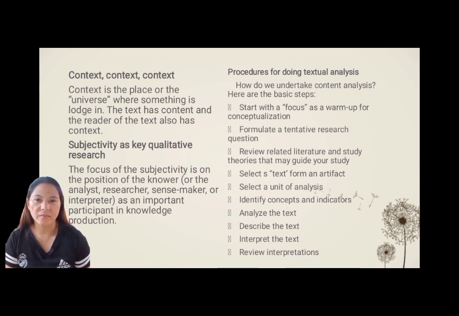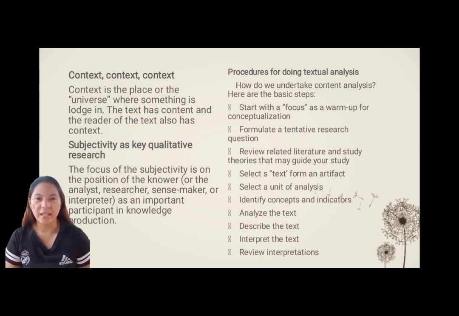Next is select text form as artifact. Selecting a text by collecting several kinds of text, like making a makeup tutorial in YouTube or in other platforms. To select is to decide which kind of platform you are going to choose. The next one is select a unit of analysis. Select what particular aspect of the artifact should be chosen to be interpreted.